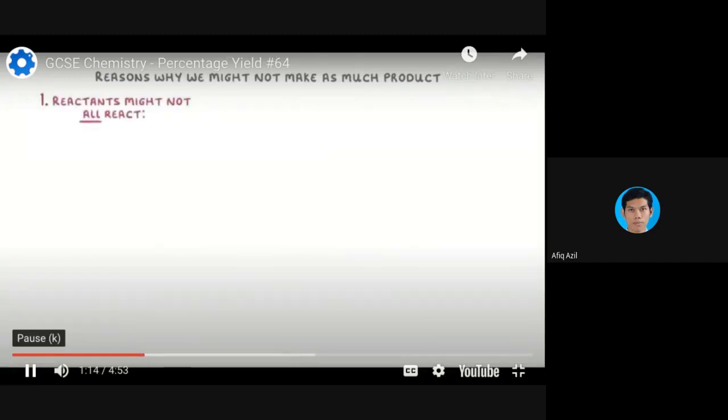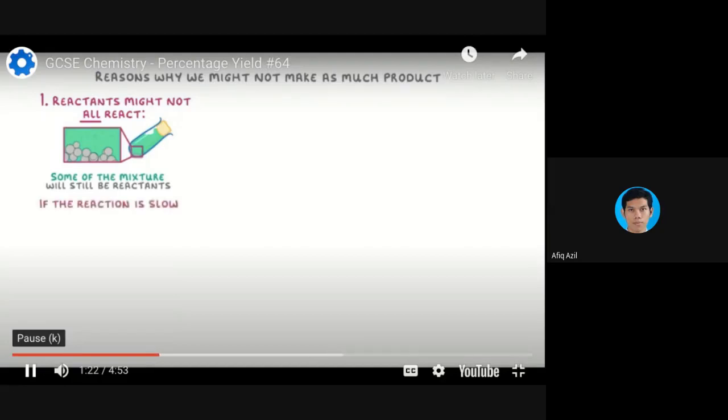Now, there's a whole range of reasons why we might not make as much product as we expect, but there are 3 particularly common ones that you need to know. The first is that the reactants might not all react. So at the end, some of the mixture will still be reactants. This could happen if the reaction is particularly slow, so it just hasn't had enough time to fully react, or because it's a reversible reaction and it's reached equilibrium.